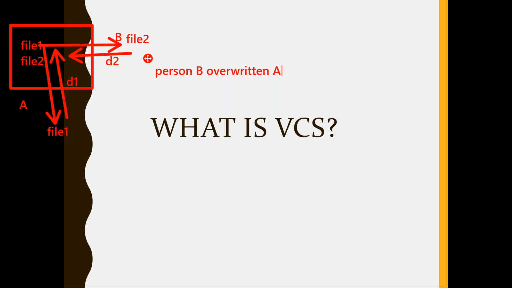So how can we overcome this problem? How can we avoid multiple people working on the same file? How can we handle this? That's where version control systems come into the picture. A version control system is one which can help allow people to work simultaneously on the same file.